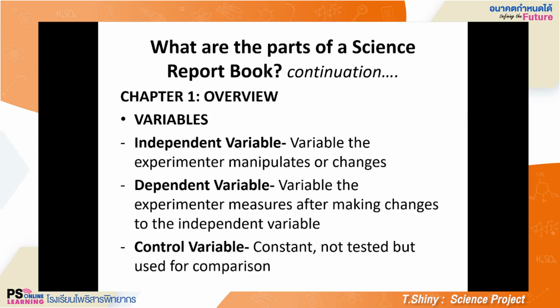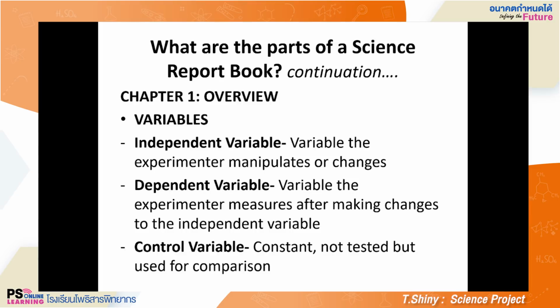Now, the independent variable is the one that is changed by the scientist. That is the independent variable. Now, why only one? Well, the reason is that if you change more than one, then it would be hard to figure out which change is causing what you observe.